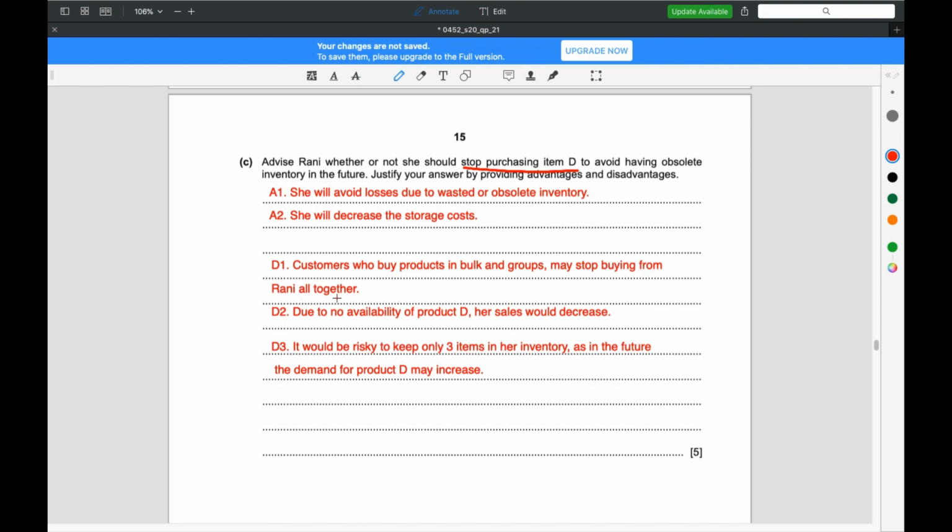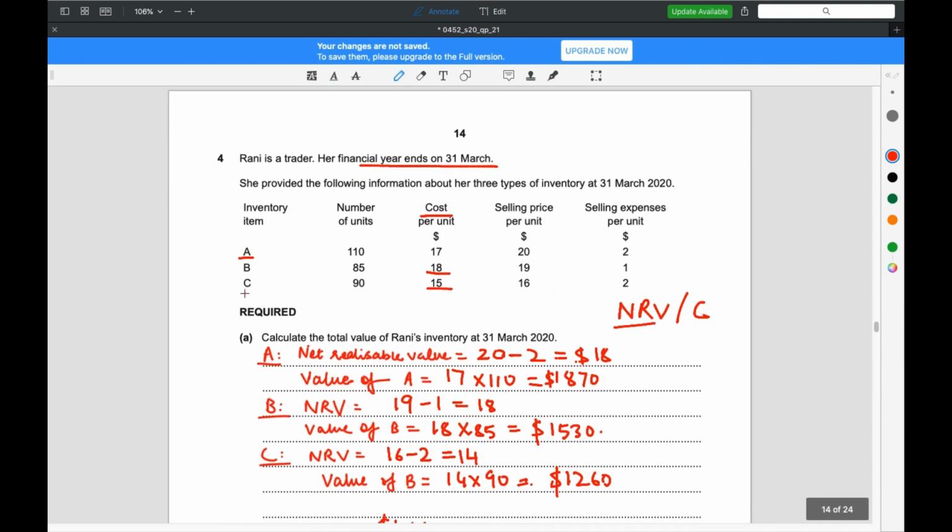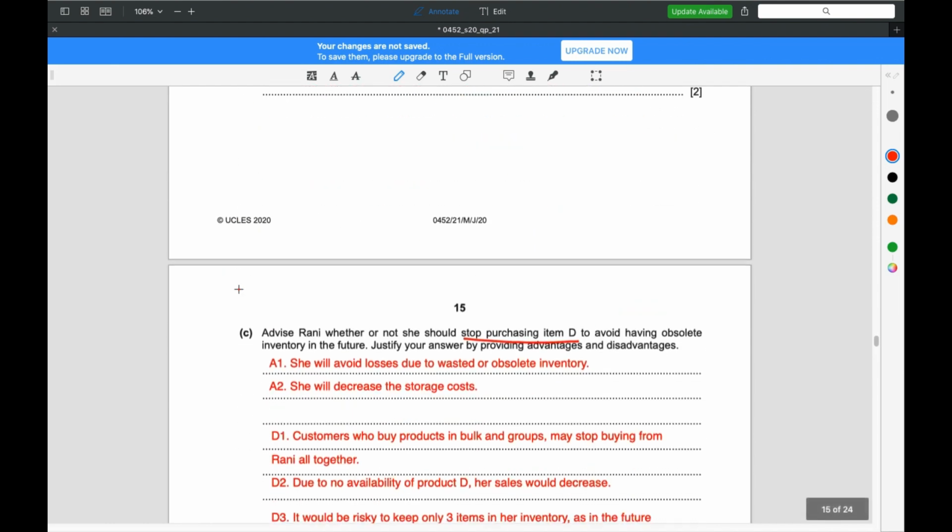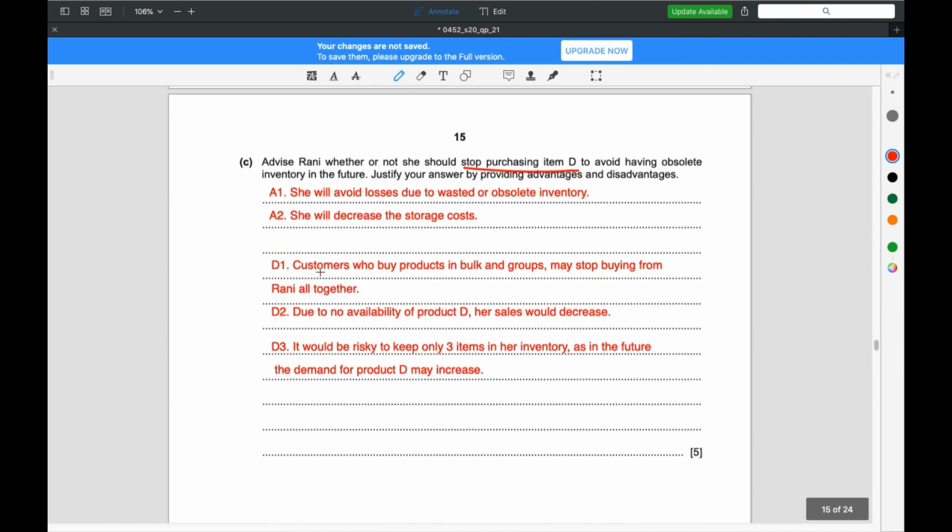buying from Rani altogether. All right, so she actually sells 4 items here, A, B, C, and D. So if somebody always comes and buys 10 items of A, B, C, and D, he might not be getting D, so he just might stop buying all of them from Rani, right? And he might go to someone else who has all 4 available, and buy all of them from somebody else, because if you buy 3 of them from Rani and then product D from someone else, that's going to be a bit of a hassle. So why not just go to somebody who has everything and buy everything from one store, right? So that is going to be a problem. If somebody buys a lot of things from Rani, he might just go to somebody else.